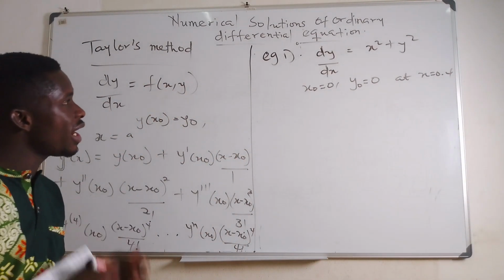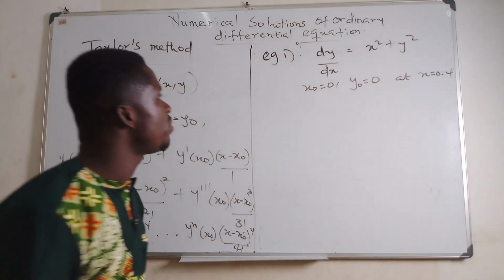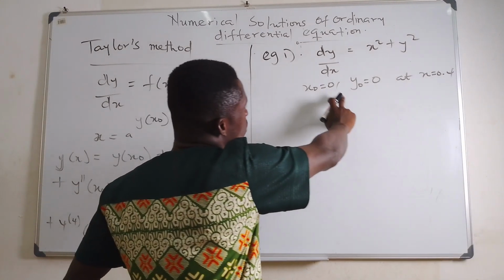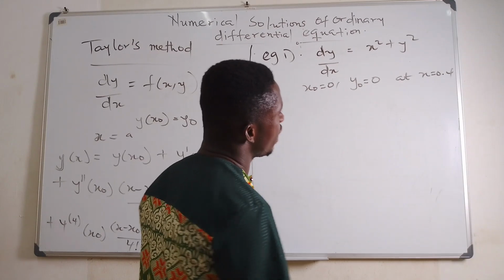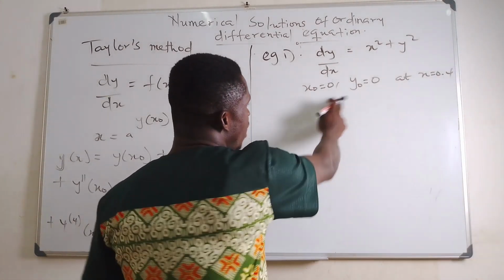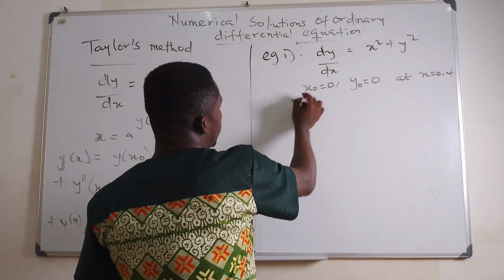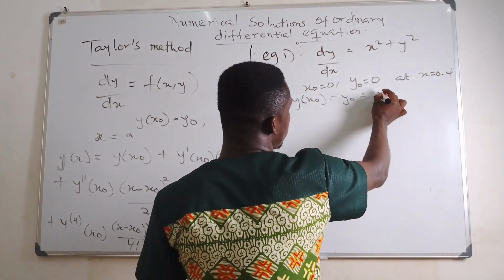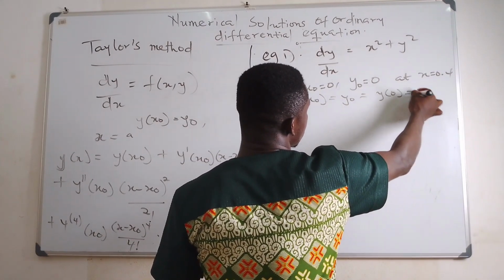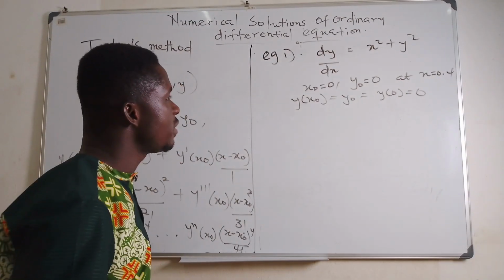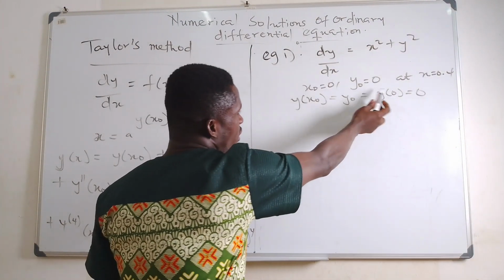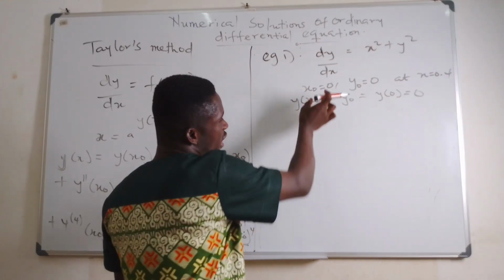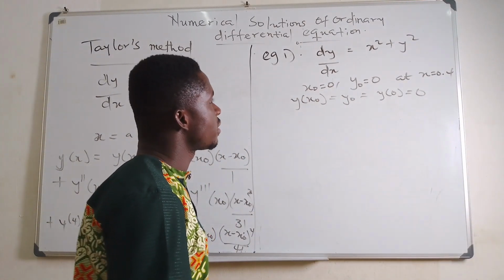Now this is our question. dy/dx equals x squared plus y squared. And this is our initial value, that is x0 equals 0, y0 equals 0, at x equals 0.4. So this can be written as y(x0) equals y0. And we know that it's the same as y(0) equals 0. Very good. It means that our x0 is 0 and our y0 is also 0.